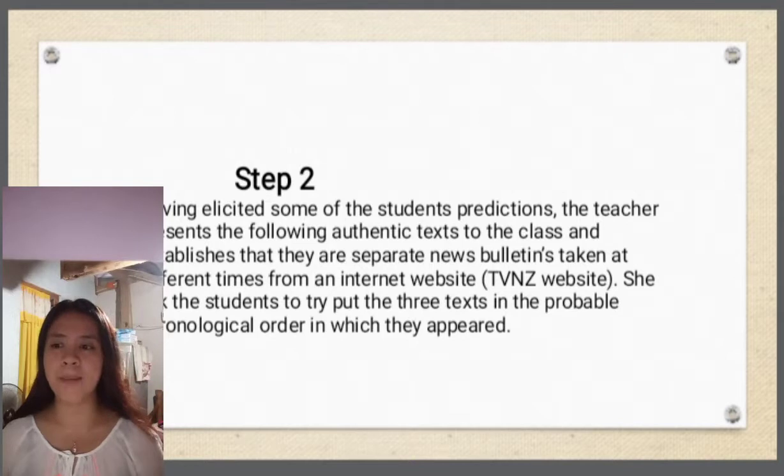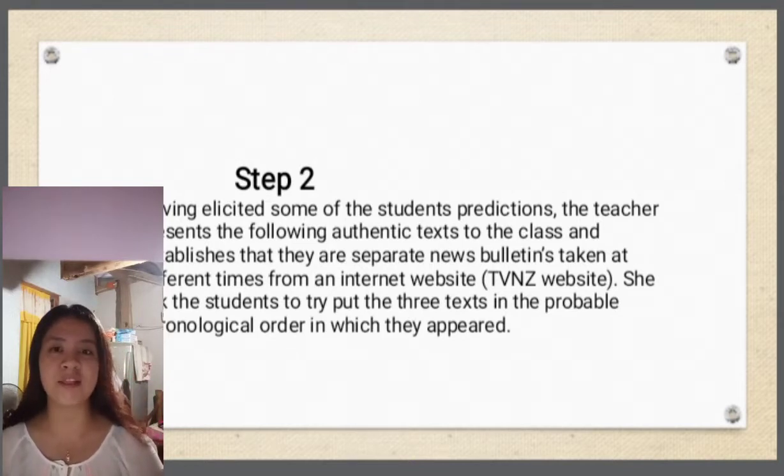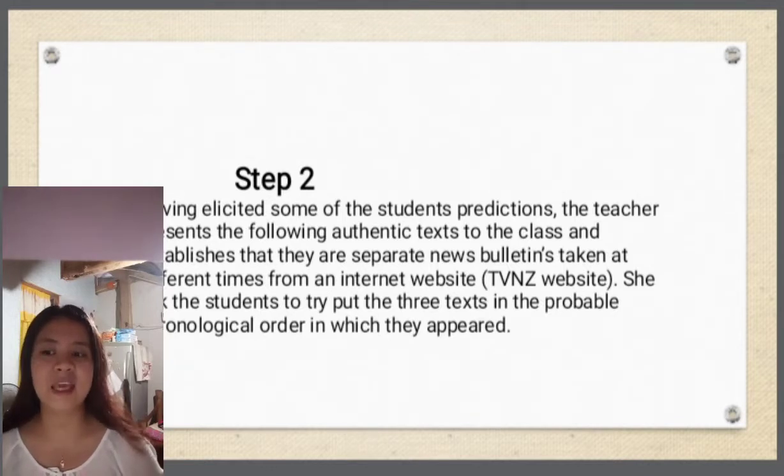In step 2, having elicited some of the students' predictions, the teacher presents the following authentic texts to the class and establishes that they are separate news bulletins taken at different times from the TVNZ website. The students will be asked to try to put the three texts in the probable chronological order in which they appeared.